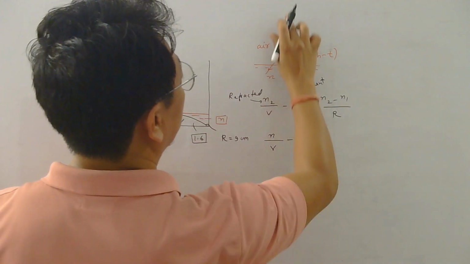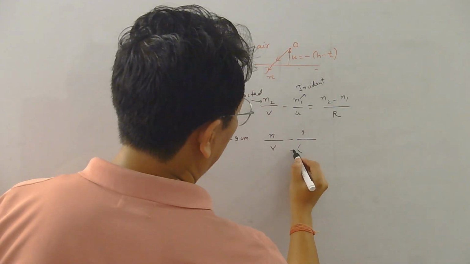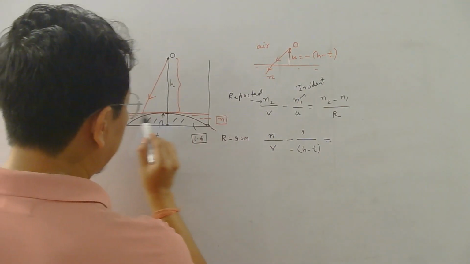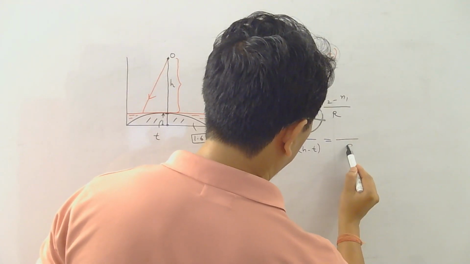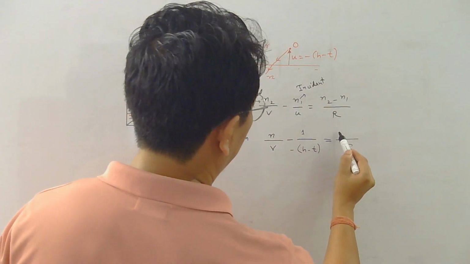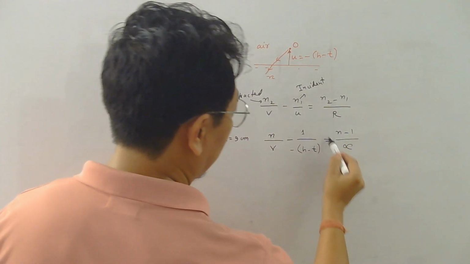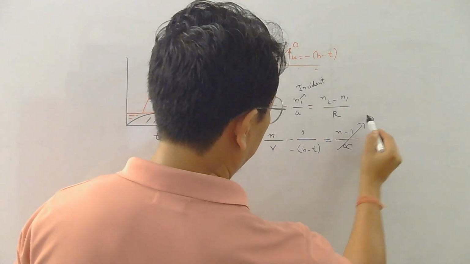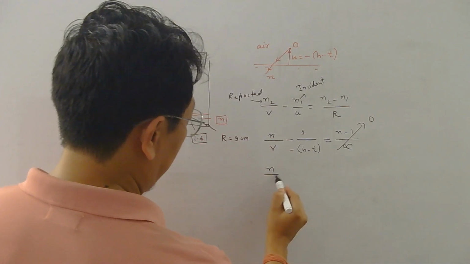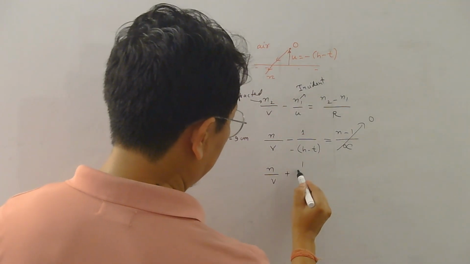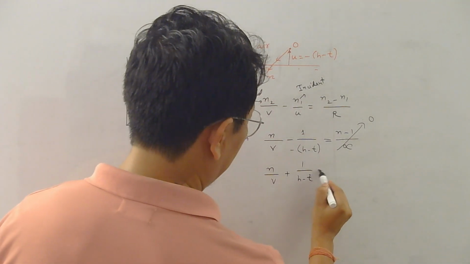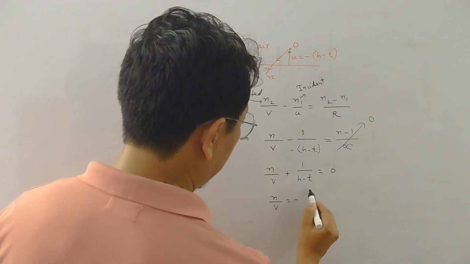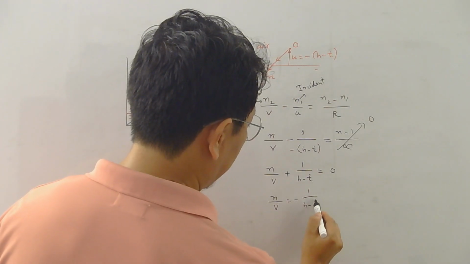Object distance is opposite to incident ray. So minus h minus t. And since this is flat surface, radius will be infinity. And whatever is this, we know that something divided by infinity here will be 0. So this thing is 0. So n by v plus 1 by h minus t will be 0. So n by v will be minus 1 by h minus t.